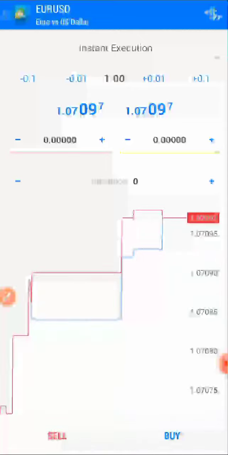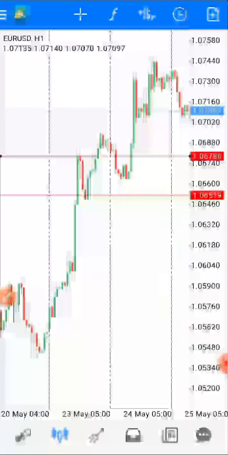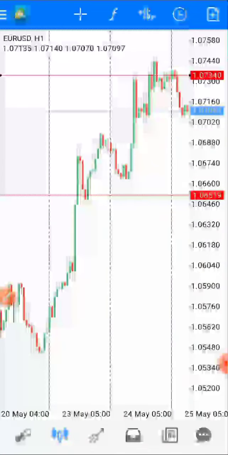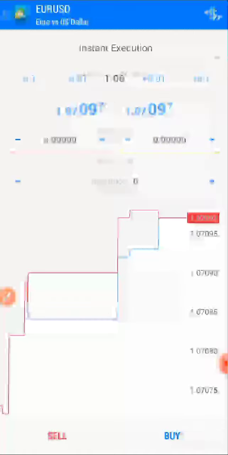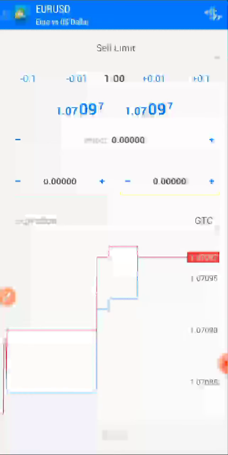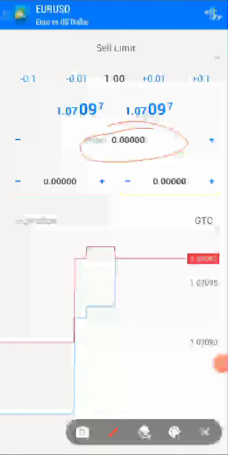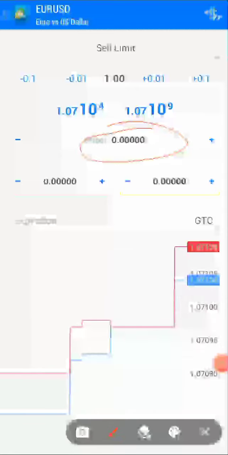Now, if you want to place any pending order, you have to take note of the price. Let's talk about this sell trade we're just talking about. You want to place it here. What price is that? 1.0734. So we go here, click on this instant execution, and all these things will come out. Sell limit, for instance. This is where you put the price you want it to get to.